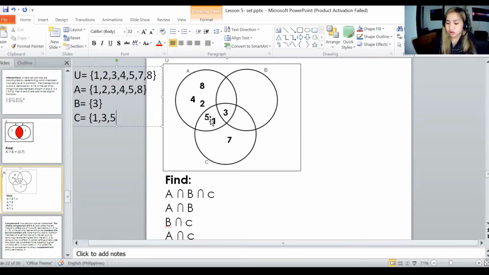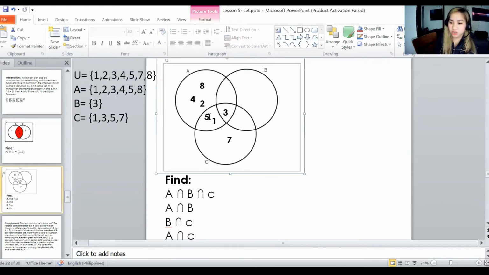We had 5. And we have 7. So, ang final answer natin kapag hinanap natin lahat ng set sa universal, set A, set B, at set C is 1, 2, 3, 4, 5, 7, 8. Again, ang universal is lahat ng elements sa loob ng rectangle na to. And for the A naman po, set A, lahat ng elements sa loob ng circle na to. Yan. So, we have 1, 2, 3, 4, 5, 8.